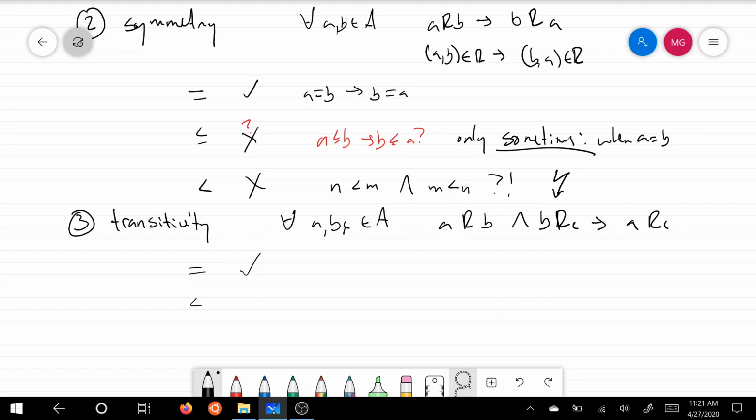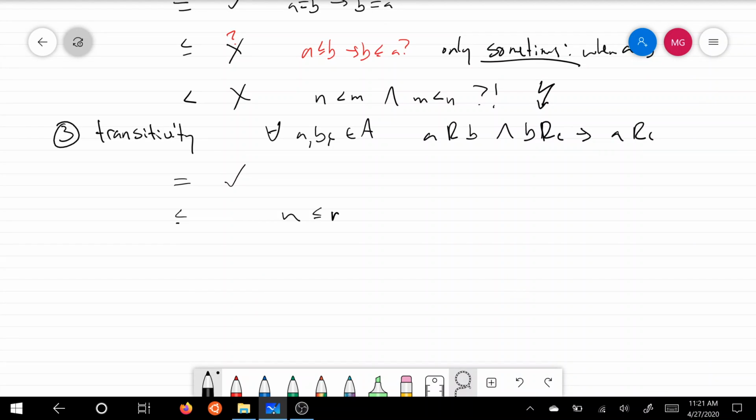What about less than or equal to? If n is less than or equal to m, whoops, that's terrible handwriting. If n is less than or equal to m and m is less than or equal to o, is n less than or equal to o? Yes! We proved this in Coq. So it's really got to be true. Draw a slightly better less than or equal to.